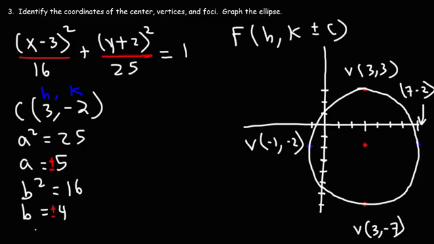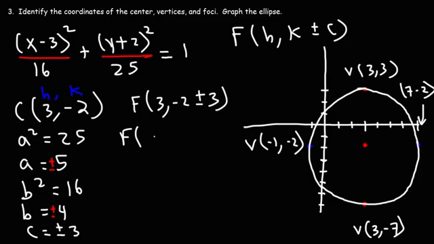So now that we have the value of c, we said that c is plus or minus 3. Let's use this to find the coordinates of the foci. So h is 3, k is negative 2, and we're going to add plus or minus 3 to that. Negative 2 plus 3 is 1, and negative 2 minus 3 is negative 5. So we have a focus at 3, 1, which is here, and we have another one at 3, negative 5, which is here.